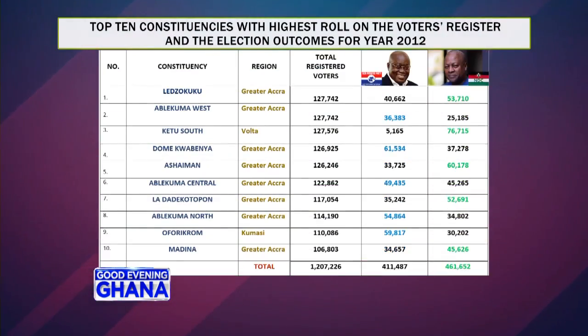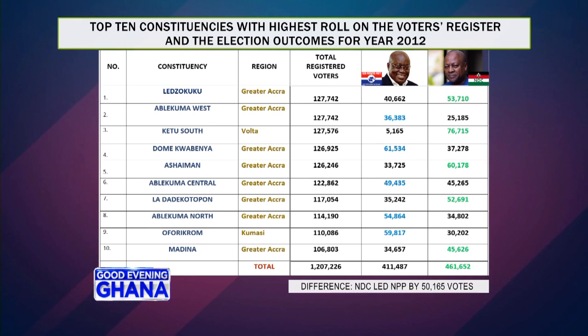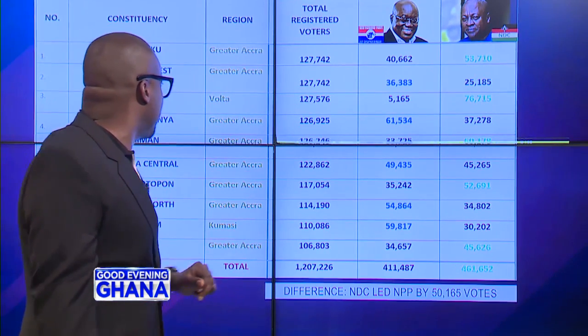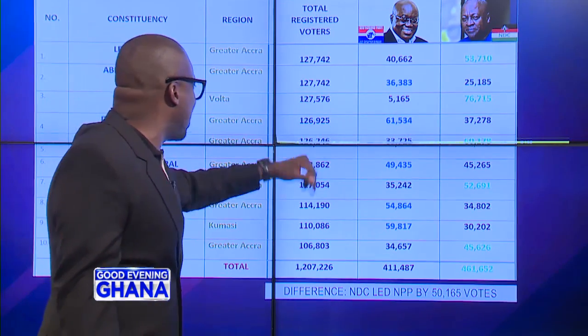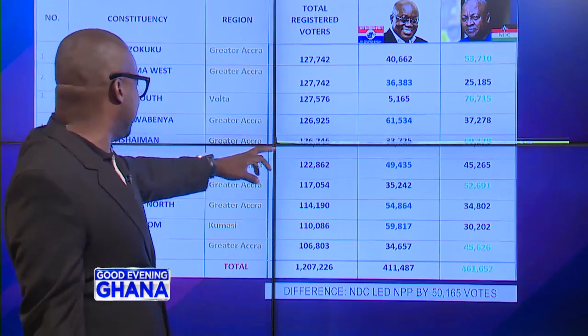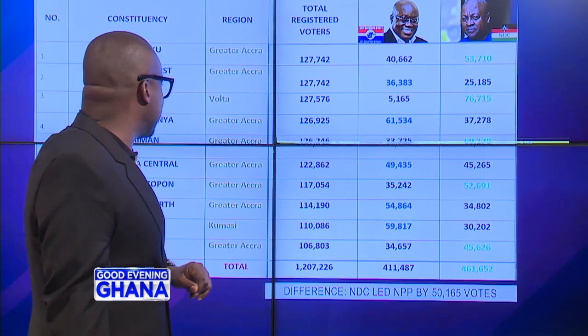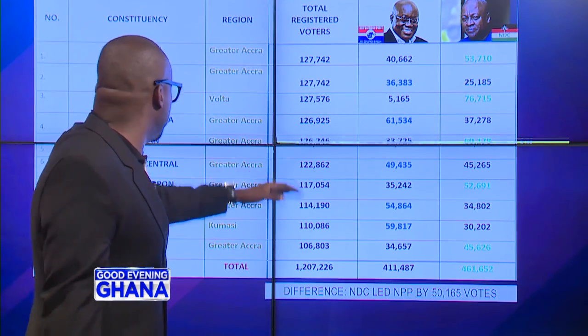Ablekuma West is the next, and see the new entrant into the top four. The first time from the Volta region, welcome K2 South, Volta region. They have registered 127,000 people as well. And the significant thing about 2012 is that all the top three have registered 127,000. So Lejokuku registers 127,000. Ablekuma West registers 127,000. K2 South registers 127,000. Domikwa Benya registered 126,000. Ashaman registers 126,000. And then from there, you drop to the rest.